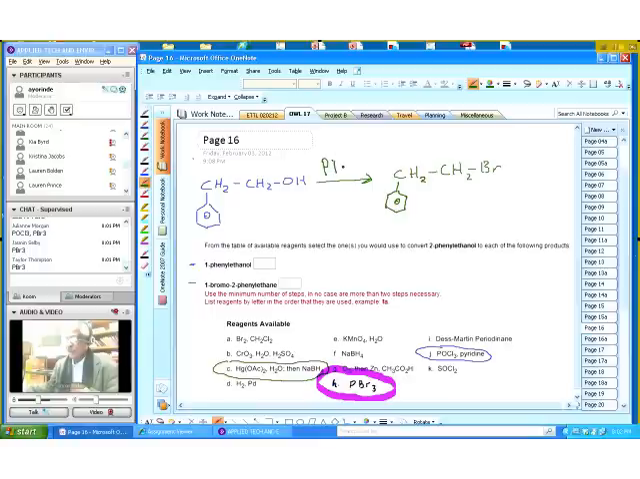Okay, so what do we have? We use phosphorus tribromide, and that takes you from the primary alcohol or secondary alcohol to an alkyl bromide. In this case, we have a primary alcohol, and so we get a primary alkyl bromide. Okay? Let's see, we are moving right along.